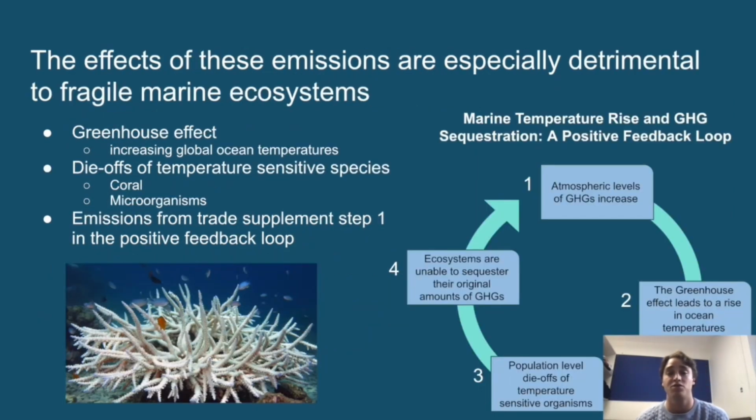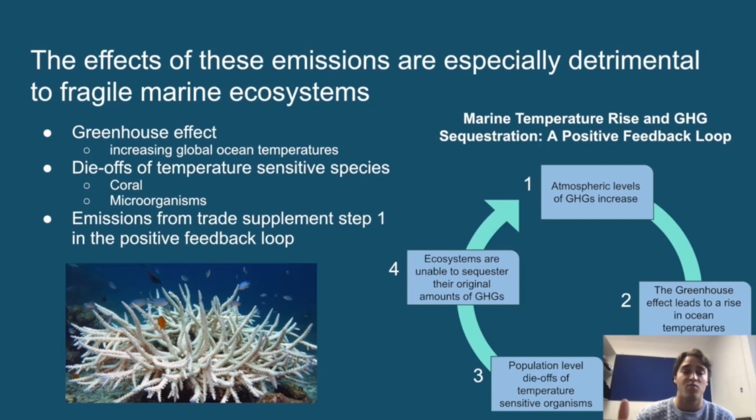And this is what I really want to elaborate on because it relates to our project. So the effects of these emissions are especially detrimental to fragile marine ecosystems. As we know, the greenhouse effect resulting from these emissions has been able to increase atmospheric and ocean temperatures over recent years. And as these temperatures rise, we see sensitive species die off, like coral and microorganisms that sequester carbon in our oceans. And on the graphic to the right, I just want to exemplify and demonstrate how these emissions are contributing to a positive feedback loop of temperature rise.